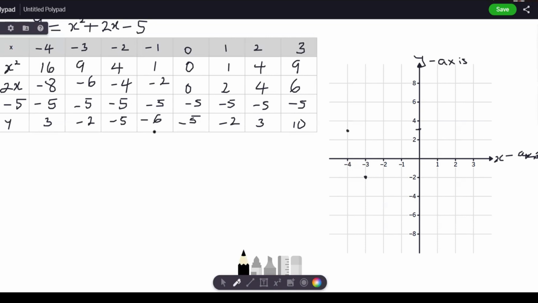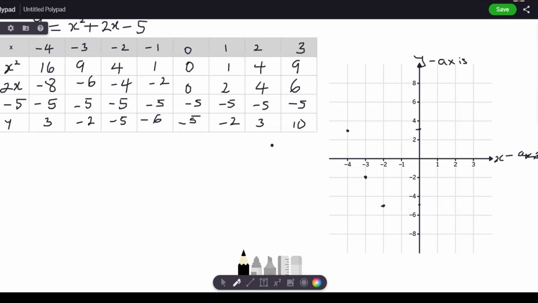Nice. Now the next is what? When x is -2, y is -5. In between -4 and -6, we have -5. So we trace down to where -2 is. So it means they meet here. It's here. They meet at this point.